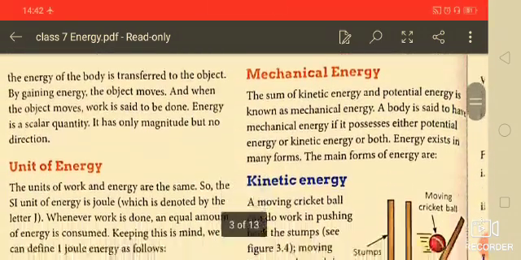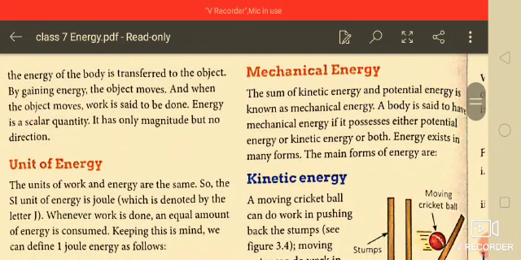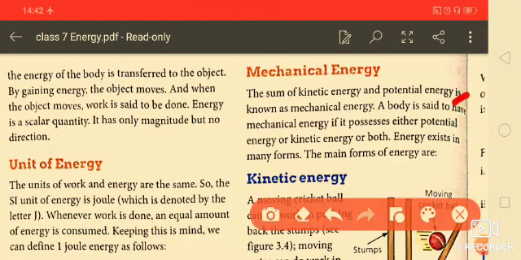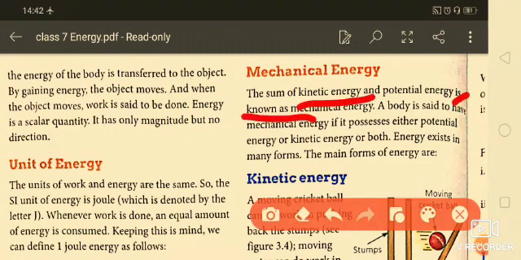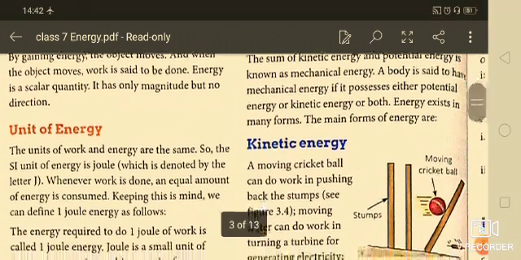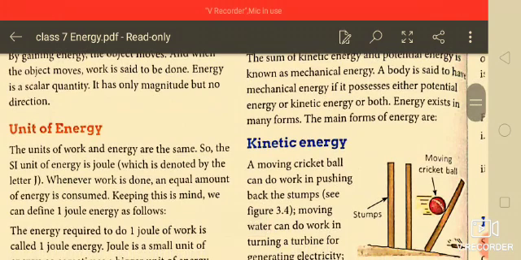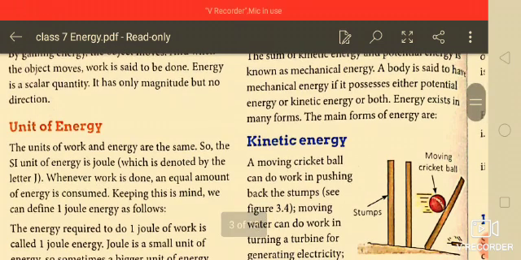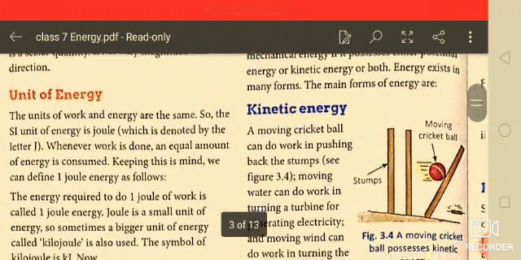Now mechanical energy. The sum of kinetic energy and potential energy is known as mechanical energy. A body is said to have mechanical energy if it possesses either potential energy or kinetic energy, or both. Okay. Now, energy exists in many forms.